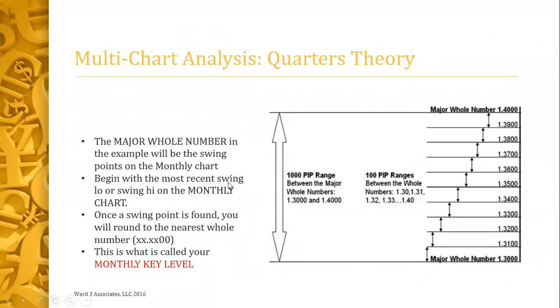Begin with the most recent swing low or high on the monthly chart. Once a swing point is found, you will round to the nearest whole number, basically, okay? So just round to the nearest whole number like this. And this is going to be marked as your monthly level.